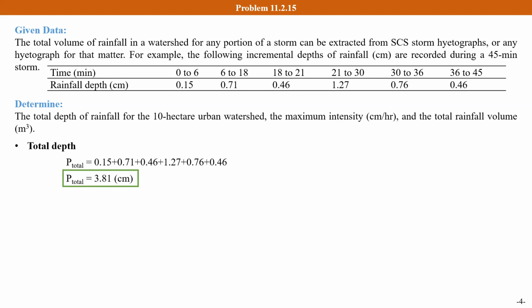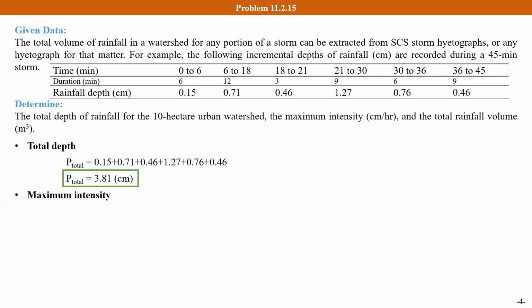Then we can calculate the maximum intensity. To do that, first we need to calculate the duration. For instance, we use 6 minus 0. Its duration is 6 minutes. And we use 18 minus 6. Its duration is 12 minutes. Then we use the rainfall depth divided by the duration to calculate the intensity. Then we can figure out the maximum value.